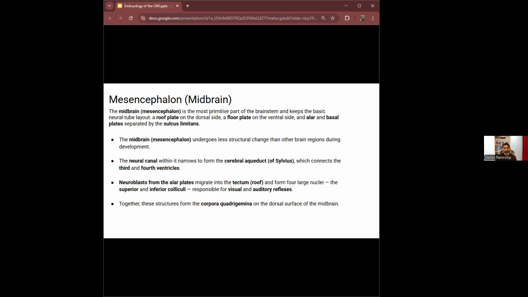Neuroblasts from the alar plates migrate into the tectum, or the roof of the midbrain, and differentiate into four prominent nuclei: the superior and the inferior colliculi. These nuclei serve distinct functions. The superior colliculi mediate visual reflexes such as tracking and eye-head coordination, while the inferior colliculi are responsible for auditory reflexes and sound localization.